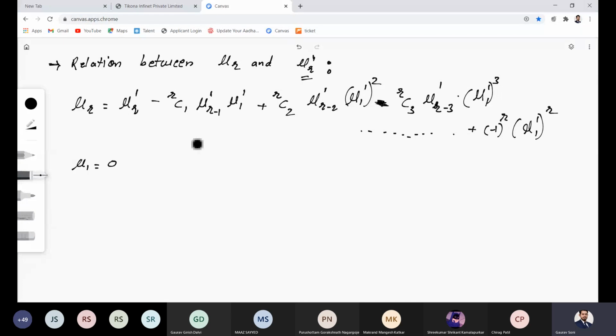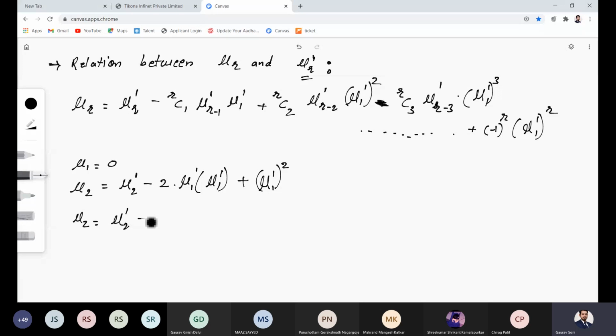We need mu 1, which is always 0, and mu 2. By the above formula, we'll have mu 2 dash minus 2c1, which is 2, mu 1 dash into mu 1 dash, plus, in the next one, mu 0 dash, which is 1, mu 1 dash square, the final term, and minus 1 raised to 2. If you simplify this, minus 2 mu 1 dash square plus mu 1 dash square. So mu 2 is equal to mu 2 dash minus mu 1 dash square.